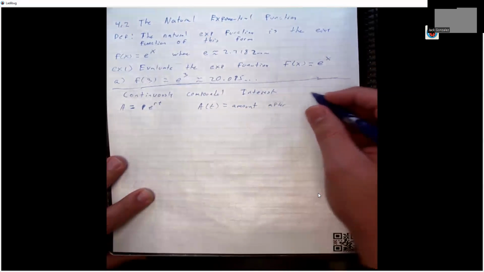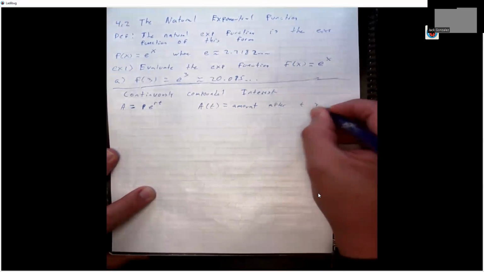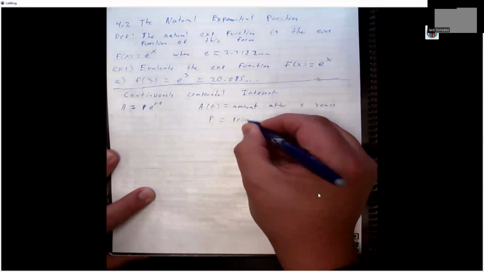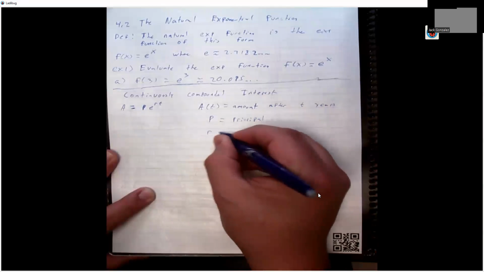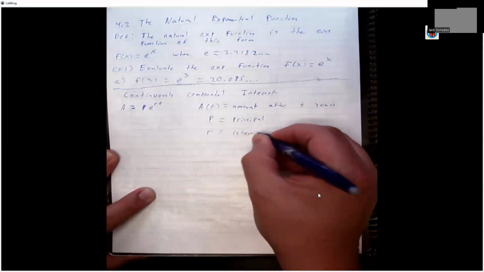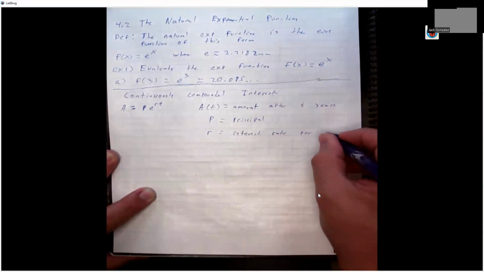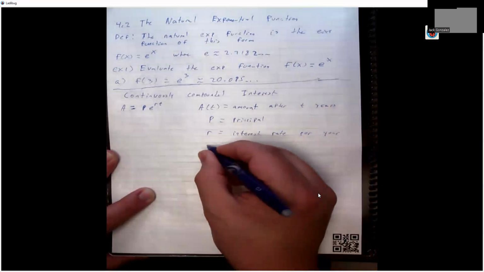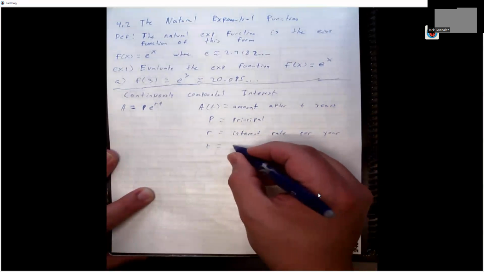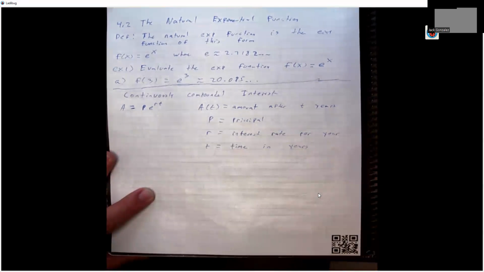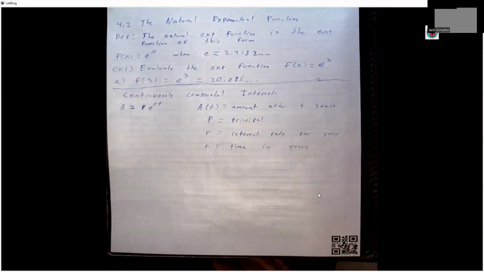So all this will be the same. A is still the amount after t years. P is still the principal. r is still the interest rate per year. t is time in years. So nothing changes. This is just going to use the e and there's no more n, right?